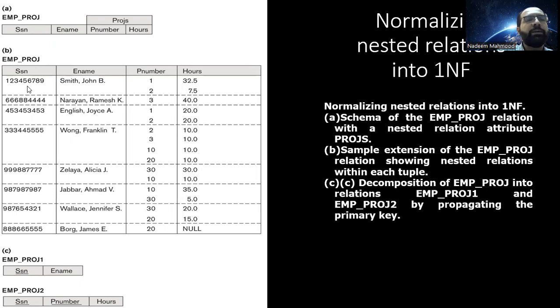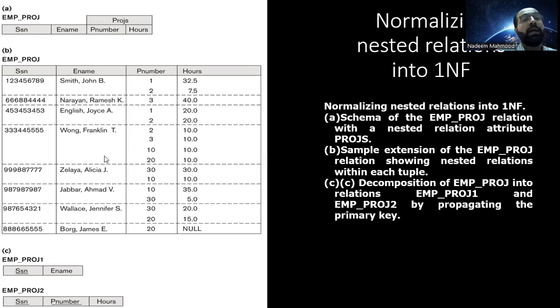the SSN over here, we have a single value, then we have the employee name. Here you can see that there are 2 values, 1 and 2. So this is sort of a nesting. Also, if you see the number of hours, here again you will find that there are 2 values. Similarly, if you see the SSN 333, 44, 55, here you can see 2, 3, 10, and 20. It means this employee is working in project 2, project 3, project 10, and project 20, giving 10 hours each. So this is some sort of a nesting within a relation.